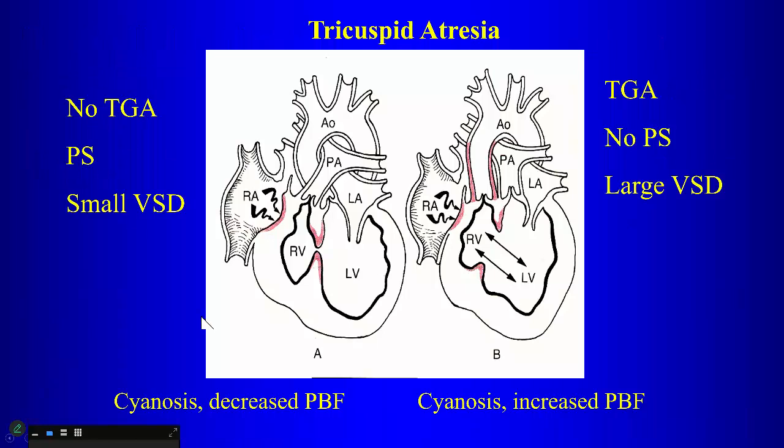But when there is pulmonic stenosis, here there will be cyanosis with decreased pulmonary blood flow, and this can sometimes resemble tetralogy of Fallot. Here there will be cyanosis with increased pulmonary blood flow. So this is how tricuspid atresia can occur in both categories of increased and decreased pulmonary blood flow, because of the associated abnormalities, whether or not there is pulmonic stenosis.